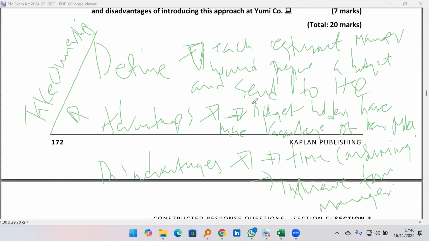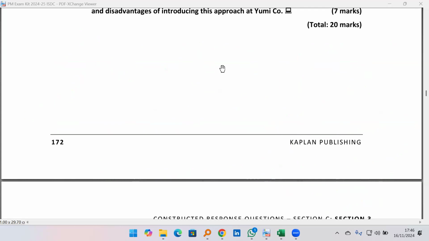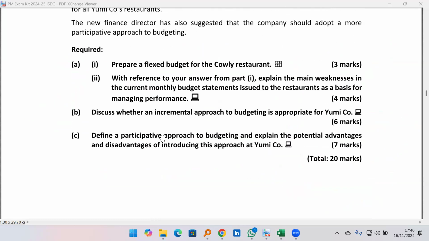If we go back to what they are saying, they're saying define participative approach to budgeting. Okay, so in fact, if you define it on a theoretical approach, you get the mark in this case. The only thing that would not give you marks is if you're explaining the advantages and disadvantages theoretically, like you have them in the book, because that is the one that is linking it to Yumi.